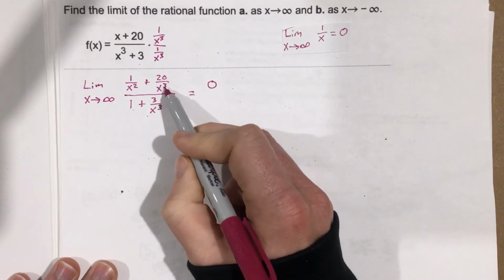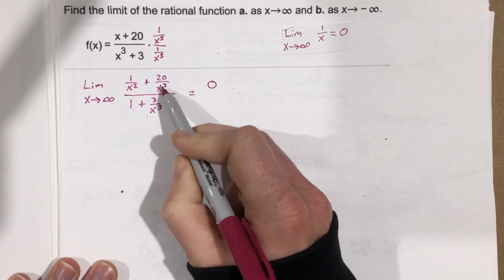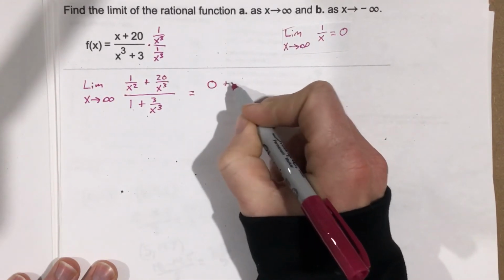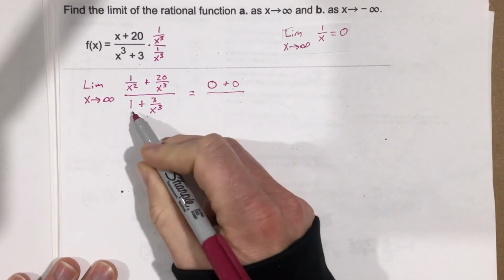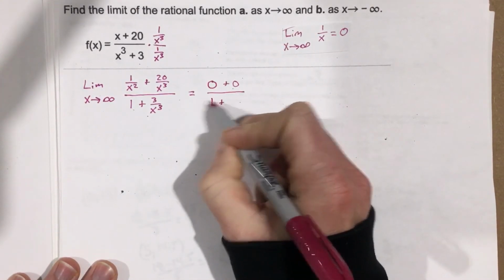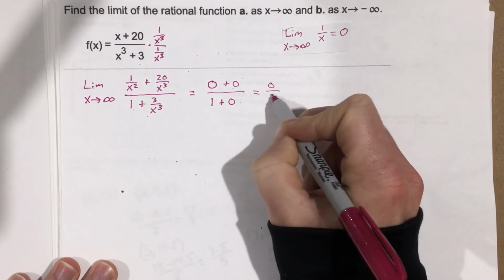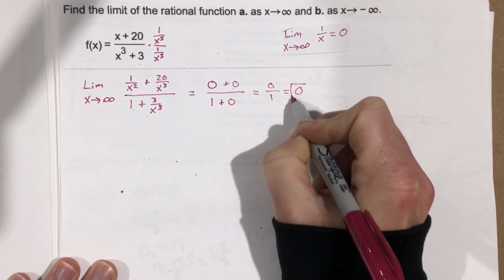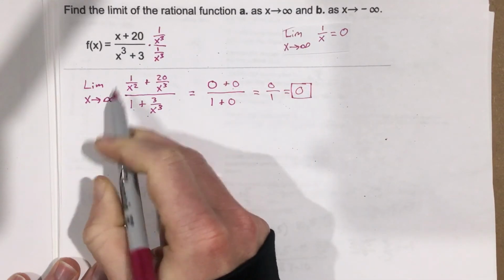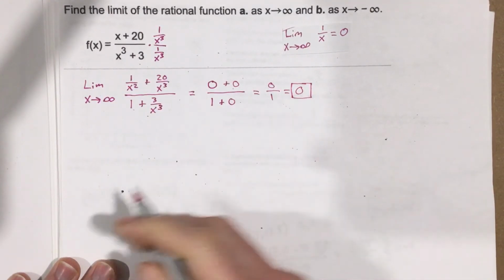Same thing here, 20 over x cubed. If I put in a really large number, I'm approaching 0 as well, so plus 0. And that's all over 1 plus, again, I get 0 here. So I end up with 0 over 1, which is 0. So the limit as x approaches infinity for this rational is 0.